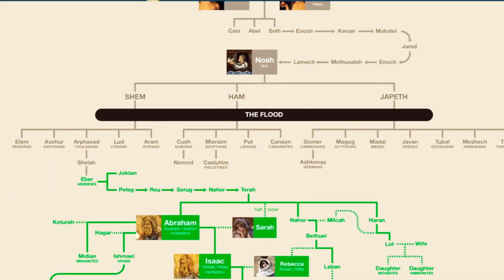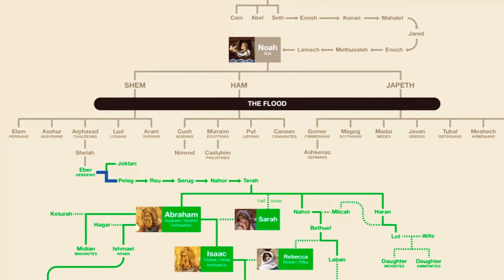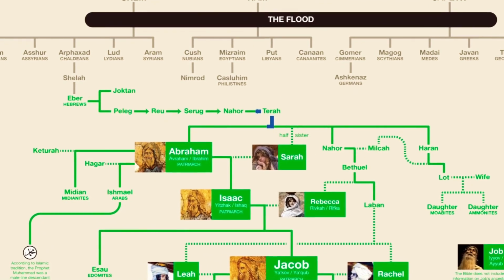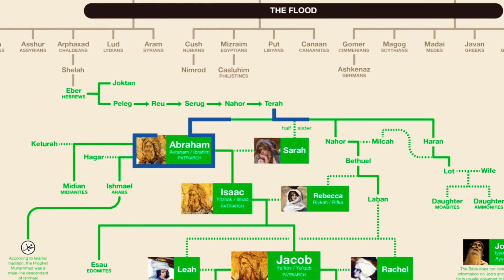Okay, let's continue down the tree. Arphaxad had a grandson named Eber, and this is probably where the term Hebrew comes from. From there, if we go down another 5 generations, we get a man named Terah, who had 3 sons, Abraham, Nahor, and Haran. Of these 3, Abraham was by far the most important. In fact, the book of Genesis is really a book about Abraham, his son Isaac, and Isaac's son Jacob, together known as the 3 patriarchs.